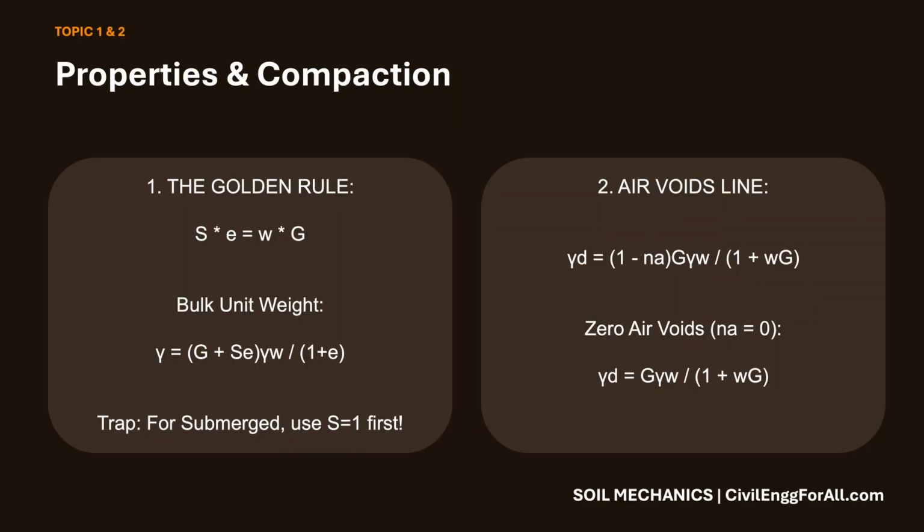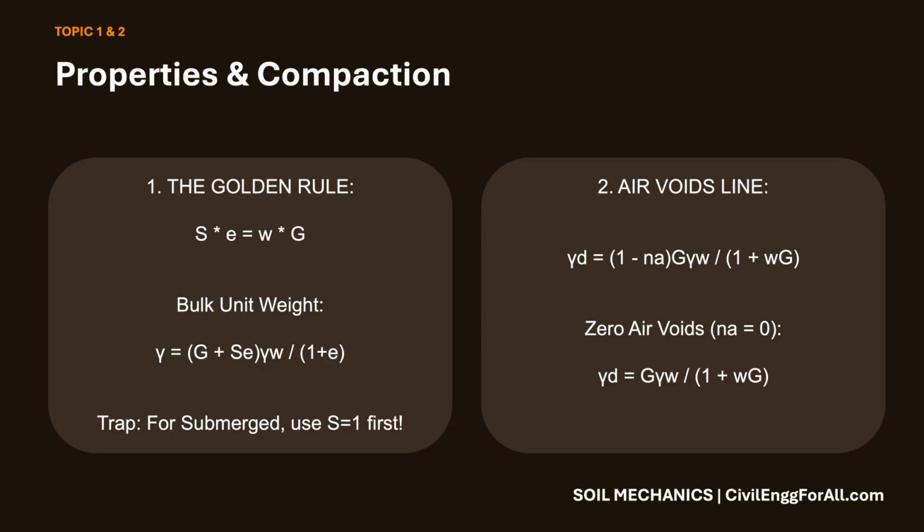Topic number 1 and 2. Properties and compaction. First, the most famous equation in geotech, the golden rule. S into e equals w into G, that is, degree of saturation multiplied by void ratio equals water content multiplied by specific gravity. Remember the trap here. If the question says fully saturated, they will not give you the value of S. You must assume S equals 1. If it is dry soil, S equals 0.